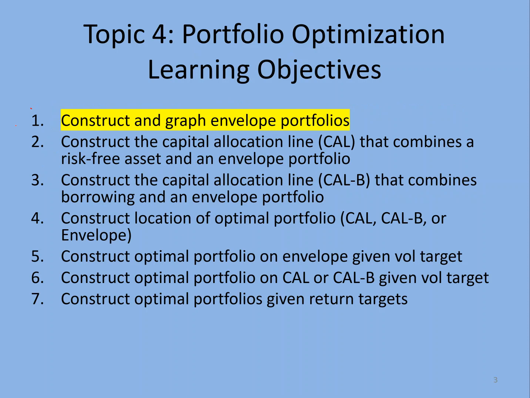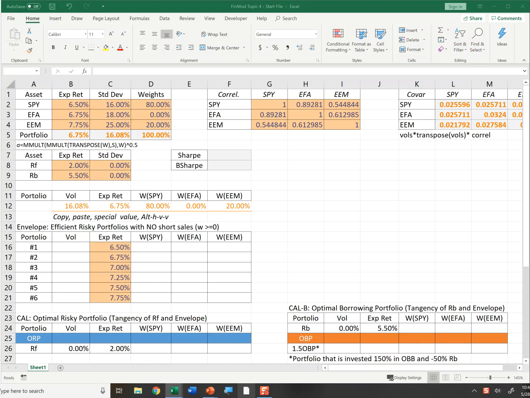Section 1, we are going to construct and graph the envelope portfolios. The rest of the topics involve calculating capital allocation lines and finding optimal portfolios. So let's go to our data.